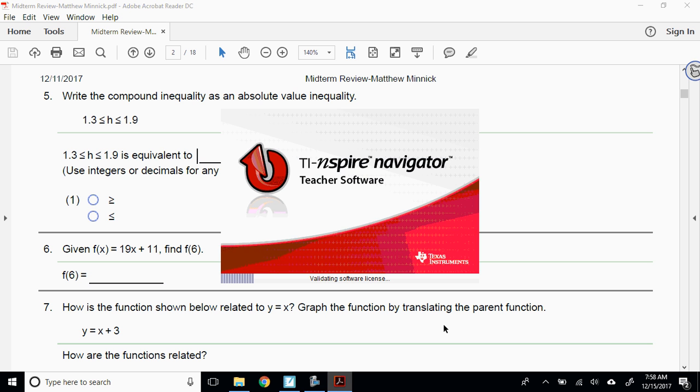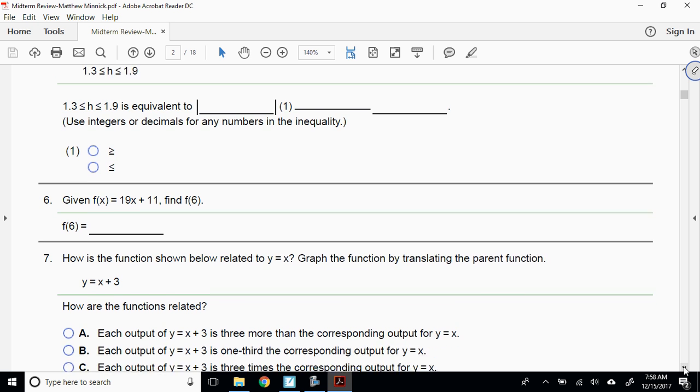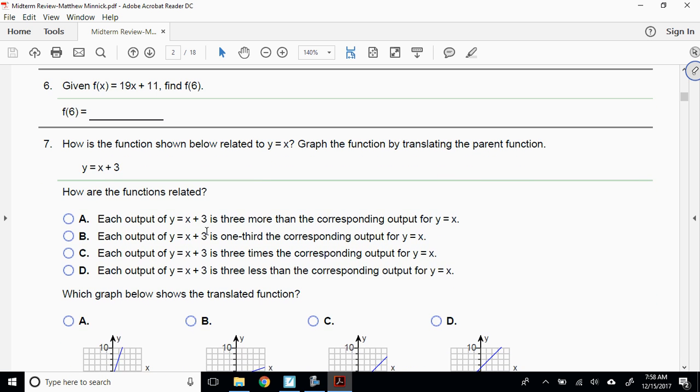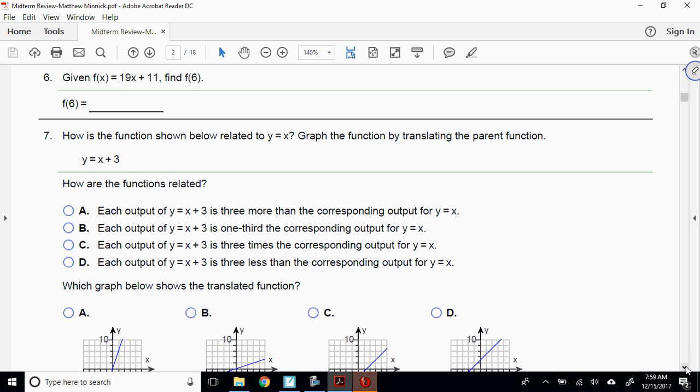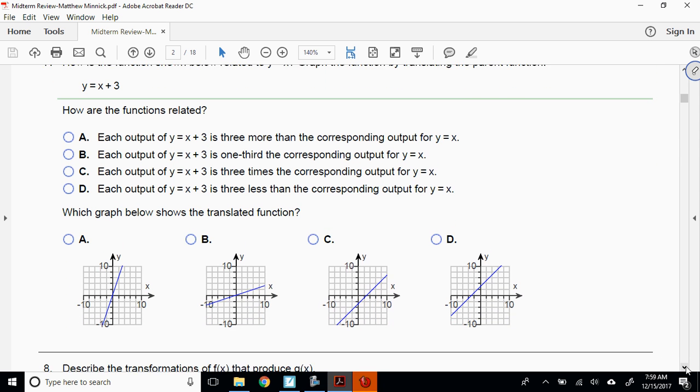Number 7, x plus 3 is a translation up 3 units. The right answer to 7 is A. Each output is 3 more than the corresponding output for y equals x. So number 7 was A. For the top half, the graph of number 7 is D. So the first half of 7, the answer is A. The second half of number 7, the graph part, is D.